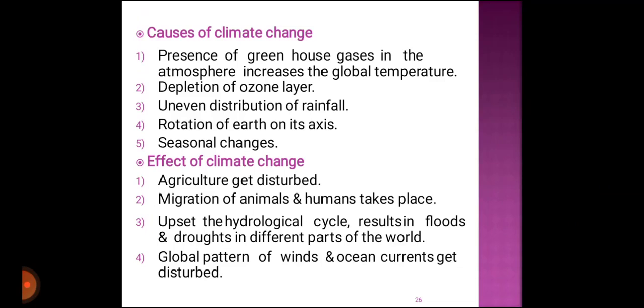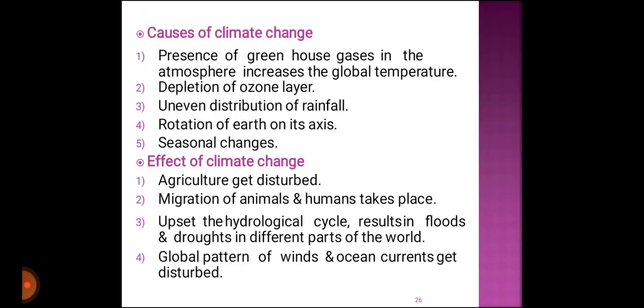Then, depletion of the ozone layer. Ozone layer depletion occurs mainly due to chlorofluorocarbon or chlorobromocarbon gases used in refrigerators and air conditioners. So we have to avoid such gases in refrigerators and air conditioners. Then, uneven distribution of rainfall: uneven rainfall occurs due to people's man-made activity, mainly the deforestation process. The rotation of the earth on its axis is also a main cause of climate change, then seasonal changes.